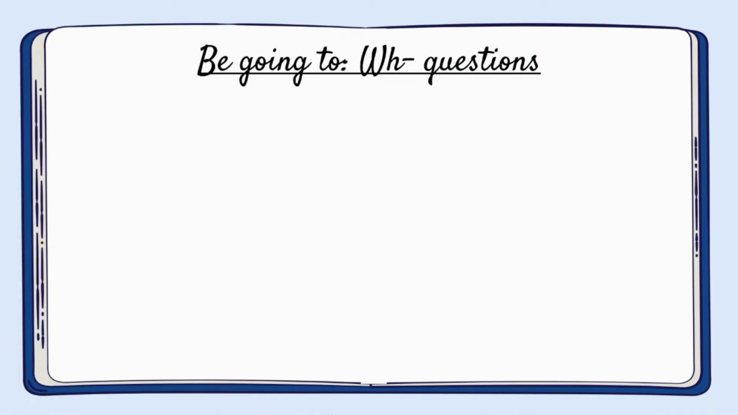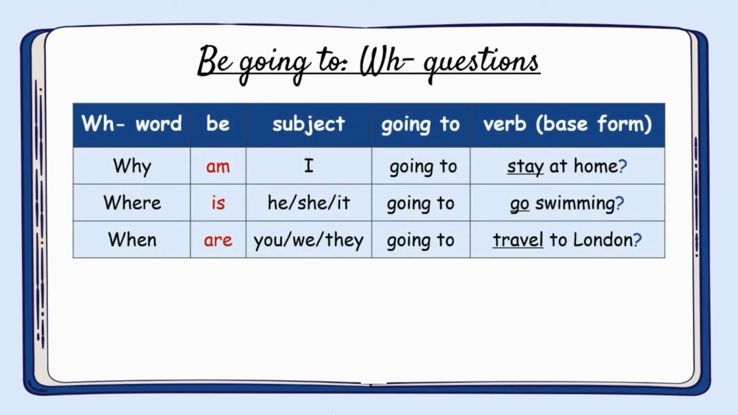Lastly, let's learn about WH questions. We begin with WH word, followed by be, subject, going to, and verb in a base form. For example, why am I going to stay at home? Where is he, she, it going to go swimming? When are you, we, they going to travel to London?